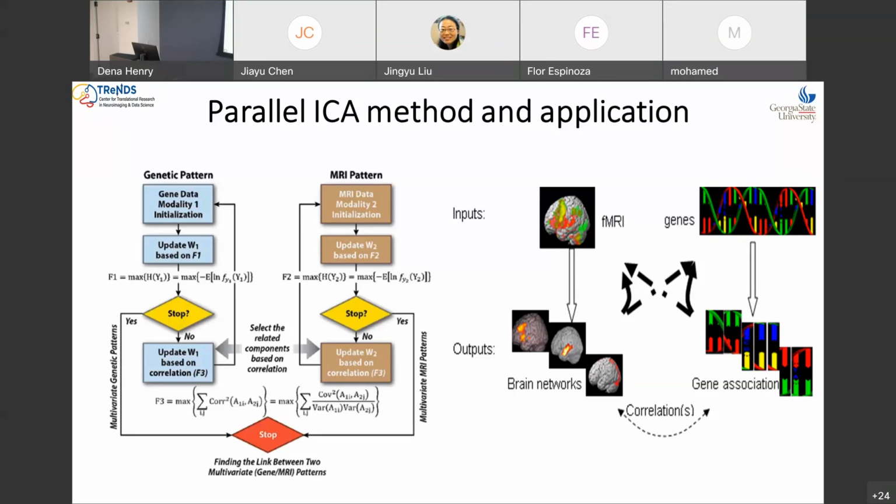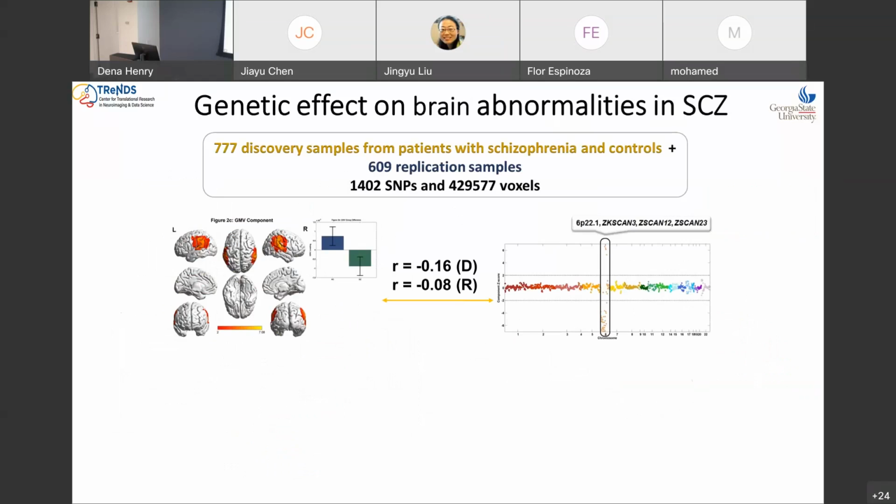So you would not expect very strong correlation between genetic and imaging modalities, and that's where parallel ICA may find its applications. In this slide, we show one application of parallel ICA for data fusion between 1400 schizophrenia risk SNPs and 400K gray matter voxels. As you can see, it was able to identify one linked component pair from 777 discovery samples. On the left side is the imaging component highlighting the inferior parietal regions. On the right side, it shows a good difference between schizophrenia and controls.